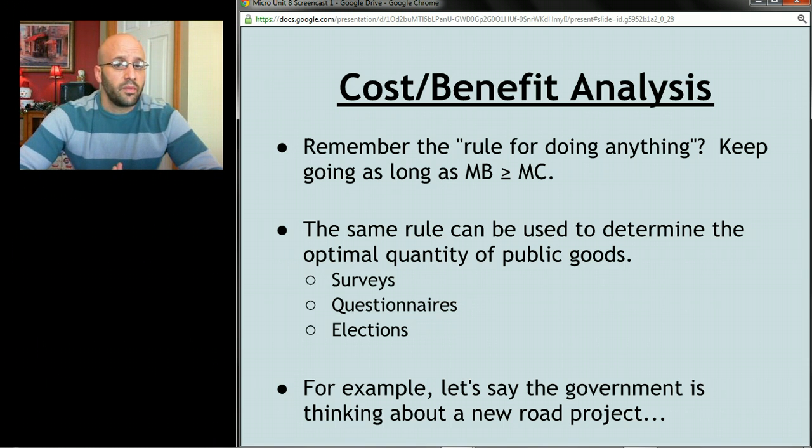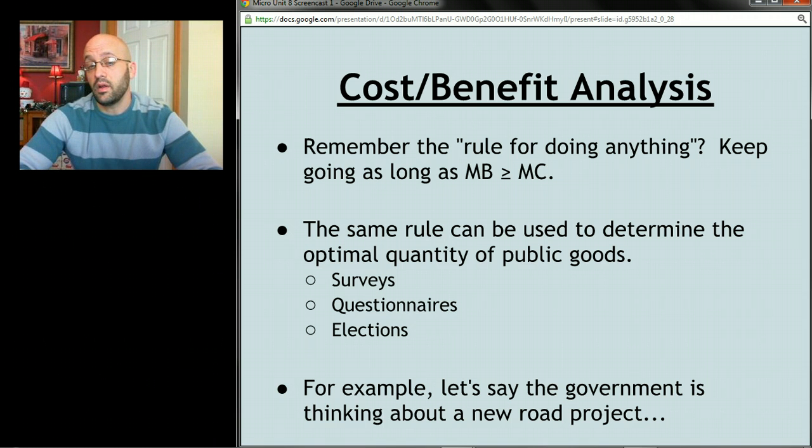So if the government wants to provide the optimal amount of a public good, what it should really do is what we've been doing all along. Think about the marginal benefits and marginal costs of providing that good. That was essentially the rule for doing anything, and now we can simply apply it to how much of a public good the government should provide. So we can use that same rule to determine the optimal quantity of public goods. The marginal cost the government can figure out just by figuring out what it would cost to provide the street light or the fire department or what have you.